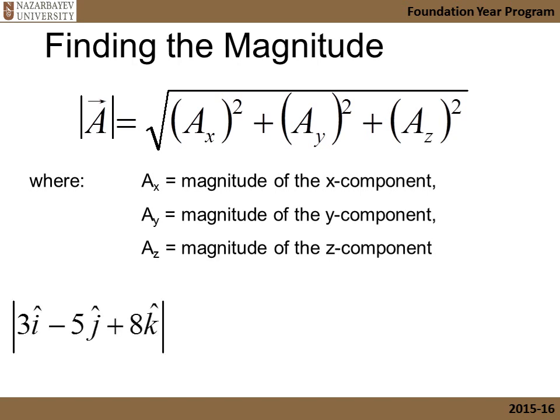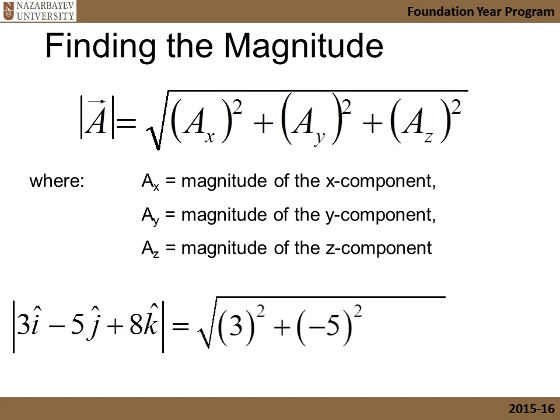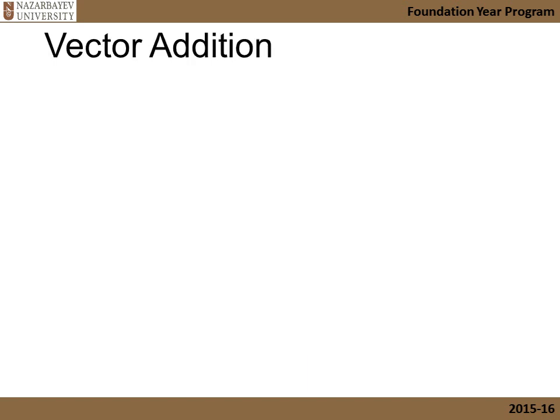For example, if we take our vector from the previous slide, 3i minus 5j plus 8k, we can calculate its magnitude as square root of 3 squared plus minus 5 squared plus 8 squared, which is equal to 9.899. Now let's talk about the operations on vectors. And our first operation is vector addition.